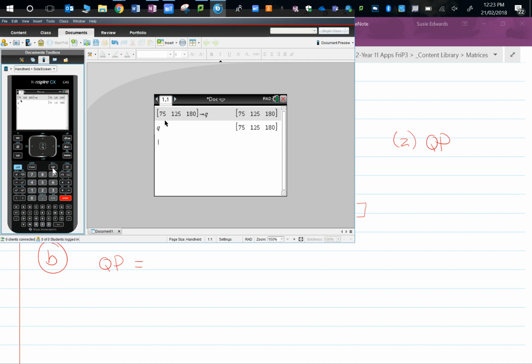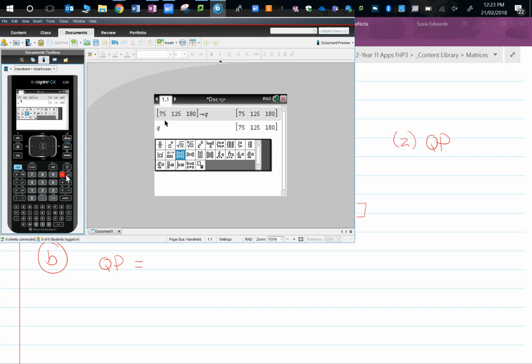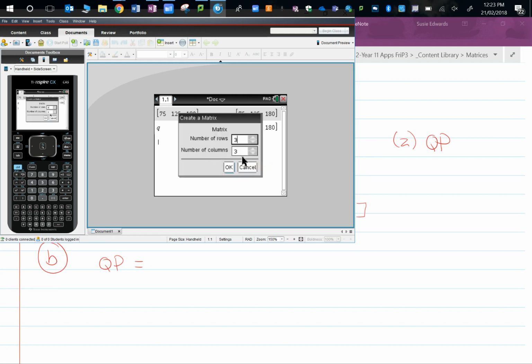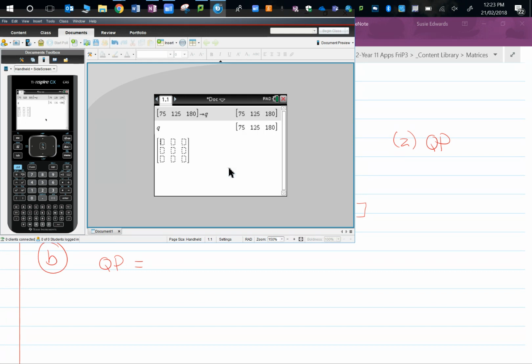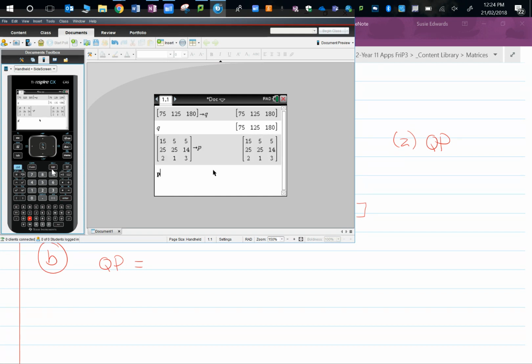So then what am I going to do? I'm going to also put in P, yeah? So instead of using the menu, I'm going to use that little button there, the symbol button I'm going to call it, and I'm going to click on this one which tells me different ones. Actually, I think the symbol button's what doesn't like it in my computer. And we're going 3 by 3, and so I need to put the other numbers in. So 15, 5, 5, 25, 25, and 14, and 2, 1, and 3. And I'm going to label it as P. So control store P. All right, so P is now in there like that.